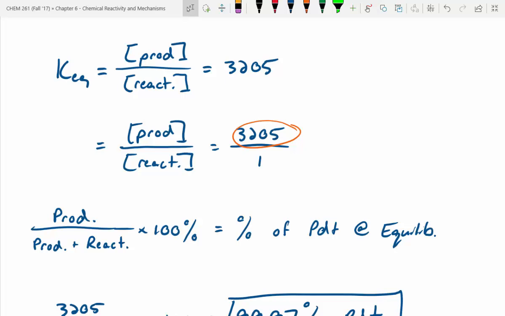So in the reaction, are the numbers different than what came before that? No, all I was doing was saying this part up here is the exact same as this, right? So I just divided it into a numerator and denominator so that I could say, all right, the product to reactant ratio is the same as 3205 to 1. That's all it was. Yeah.